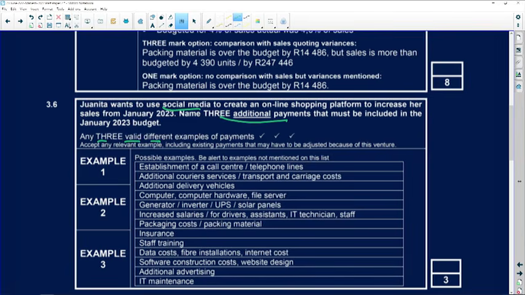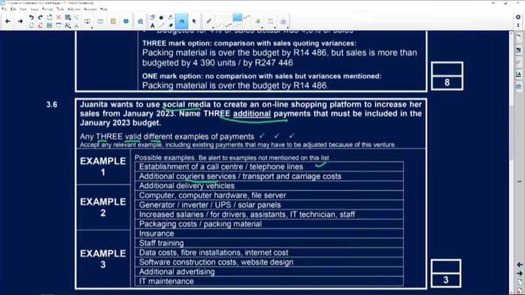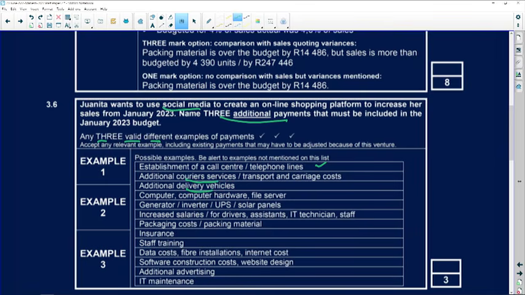So she could have establishment of a call center, especially if it's online shopping, where customers can call or they can order online and someone's monitoring this. Then with online comes additional courier services, because you've now got to pay for transporting these items to your customers. A delivery vehicle, are you going to outsource it? Are you going to get your own? So that could be the first example. Remember, 3 different examples. Then in terms of the equipment that you need, obviously computer hardware and so on.